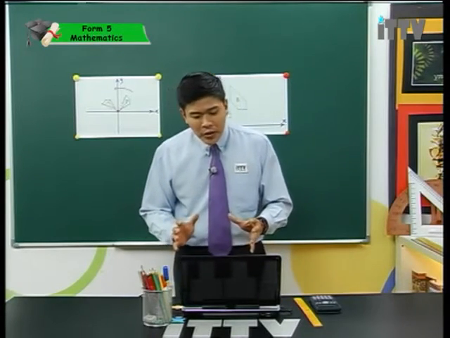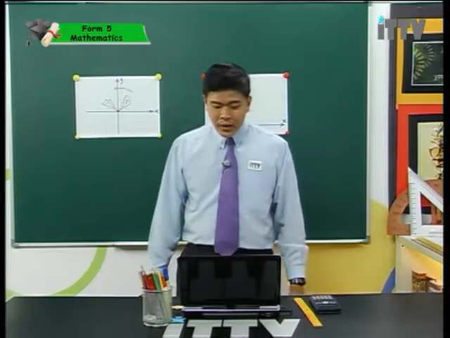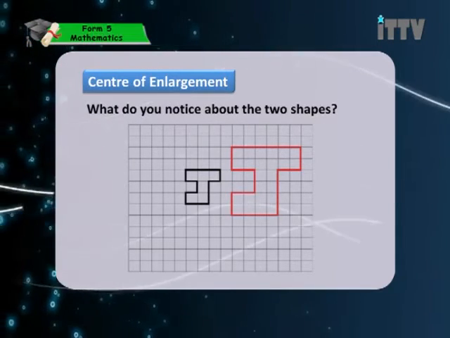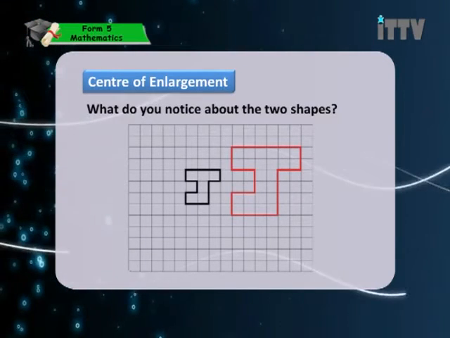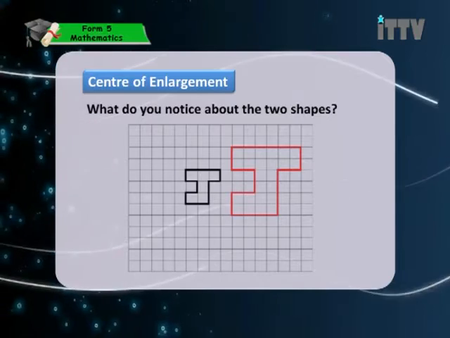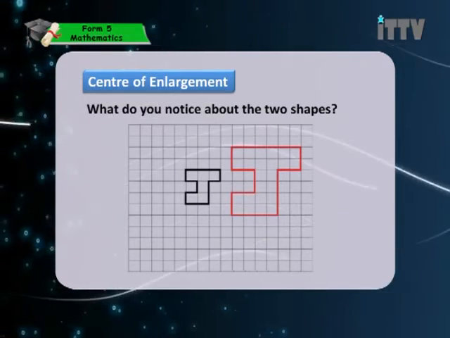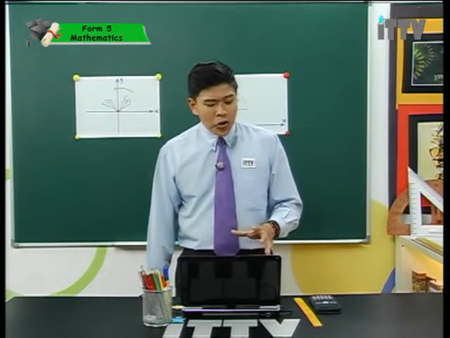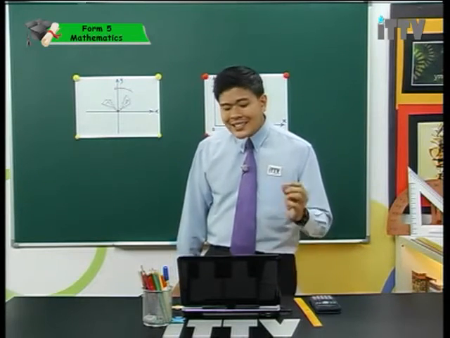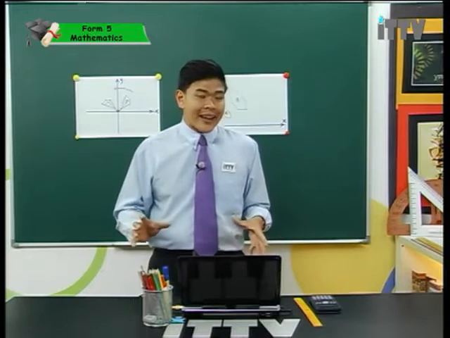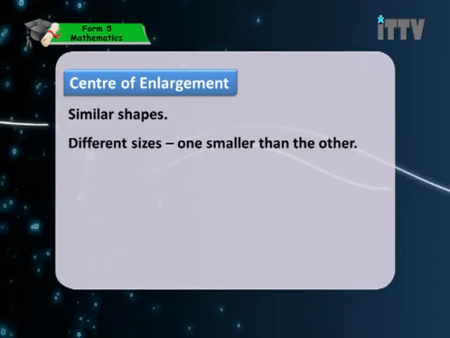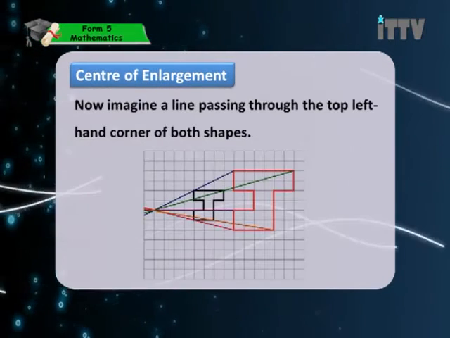Now let's take a look at this diagram. We are going to focus on finding the center of enlargement, because 2 things are important: the scale factor and the center of enlargement. What do you notice about the 2 shapes? Apart from it looking like a J, what do you notice? One is bigger than the other, right? Similar shapes, yes, they both look like J's, but different sizes, one smaller than the other.